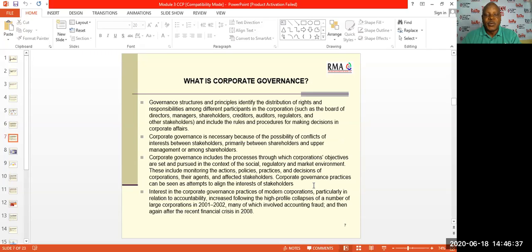But one point we need to take from this slide is that interest in the corporate governance practices of modern corporations, particularly in relation to accountability, increased following high-profile collapses of a number of large corporations in the US and some other countries in the early part of 2000. Many of these failures involved accounting fraud, and then again, after the recent financial crisis in 2008, it's been found out that it is the lack or the absence of good corporate governance that led to the failures of these organizations. And that is why there is now increasing interest in corporate governance.